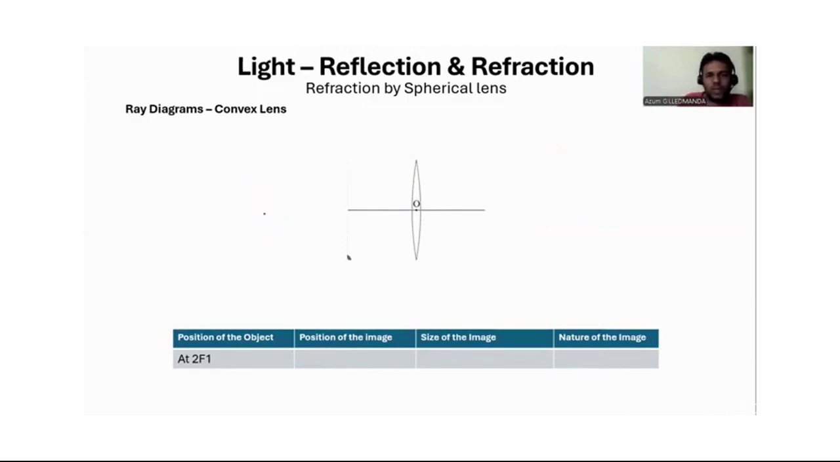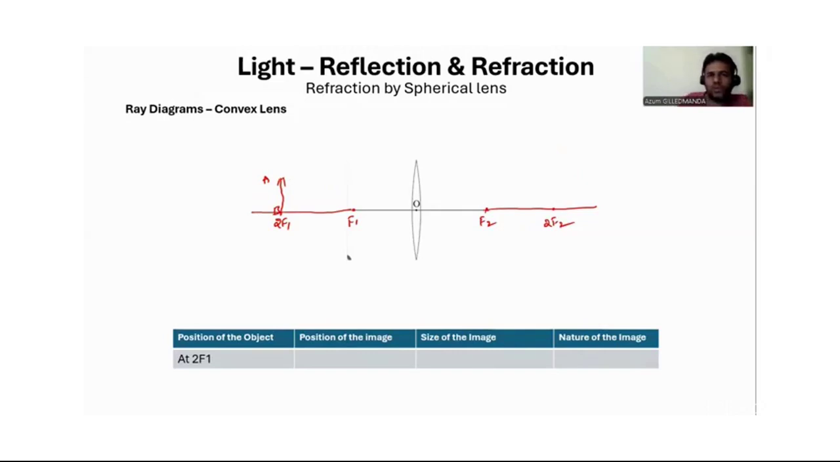Now, at 2F1. What will happen if the object is at 2F1? Let's see. For example, this is F1 and this is 2F1, and the object AB is at 2F1. And this is F2 and this is 2F2.